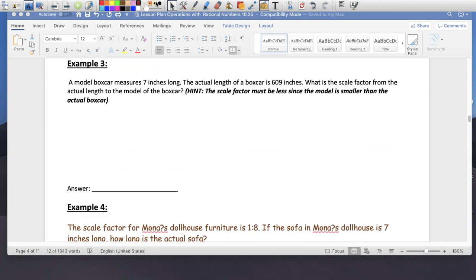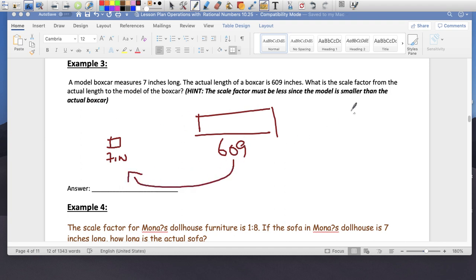3. So now there's a model boxcar and a little car, right? And that's 7 inches. And then the big car, 609 inches. So what's the scale factor from the actual length? So we're going from big to small. If we're going to go from big to small, it's going to be a reduction, right? So this is a decrease. Reduction, so I got it right.